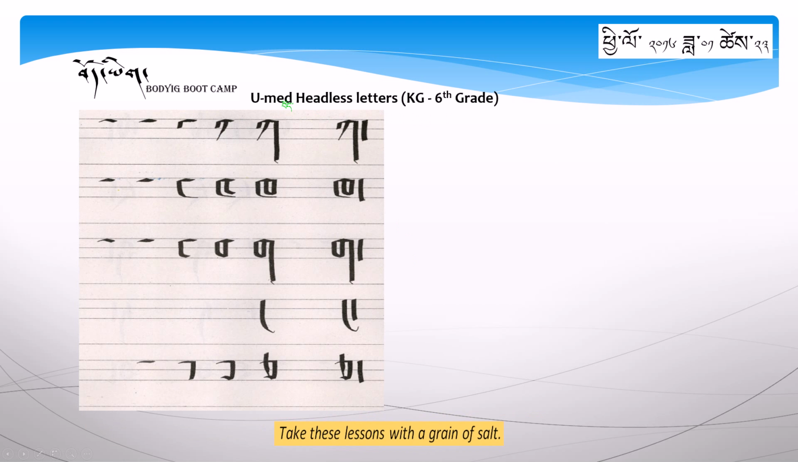Now the next type of script is ume, or headless letters, and this one you use from kindergarten all the way through 6th grade. From kindergarten you learn how to write like this all the way through 6th grade, and when we got to 7th grade, we were not taught uchen per se, but since we see it all the time, we pick it up as we go by. So there isn't a special class for learning uchen or the headed letters. We just learn it on the way.